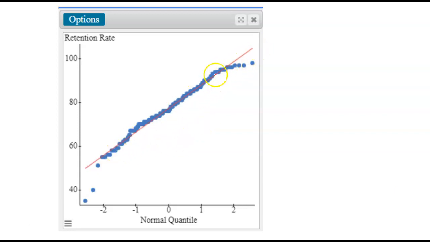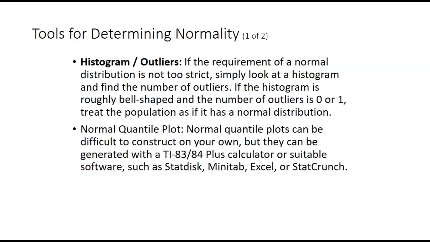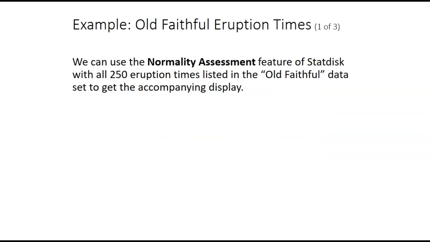So for the bulk of this graph, it does line up very close to a straight line. There's no systematic curvature to it. You've got a few points off of it in the beginning and the end, but most of it is along that straight line. So it would be normally distributed. Okay, so like we said, we can use our histogram and look for outliers as well. You can use your normal quantile plot, whether you construct that using a calculator or StatCrunch, and identify whether it's normally distributed or not.